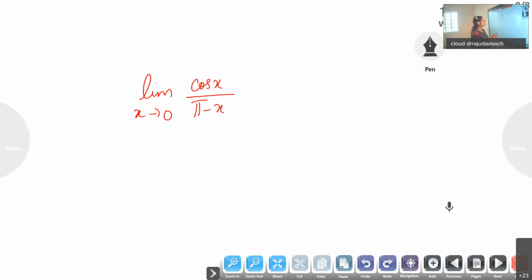Cos 0 is equal to 1 and pi minus 0 is pi. We are substituting these values here. We are not getting infinity, isn't it? What's the value of cos 0? 1. So 1 by pi. If you are getting 0 by 0 indeterminate form, you have to check: is there any identity, any formula, or do we have to factorize? Here when we put 0, you are not getting the indeterminate form.